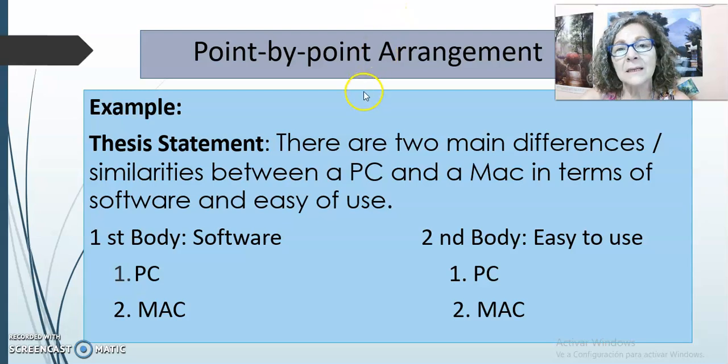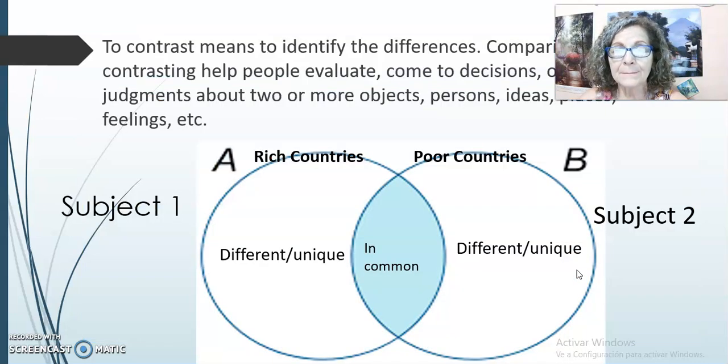How about the thesis statement for point by point? It's the same thesis statement. There are two main differences and similarities between PC and Mac in terms of software and ease of use. In the first body paragraph, you say software. So first, supporting PC. Number two, Mac. Second body paragraph, ease of use. Number one, PC, and number two, Mac.